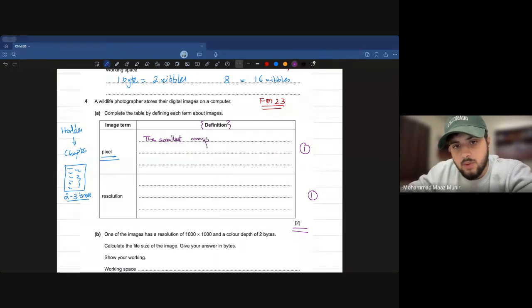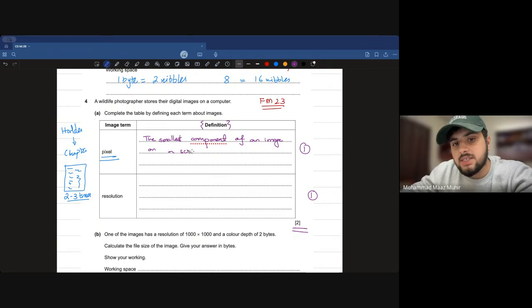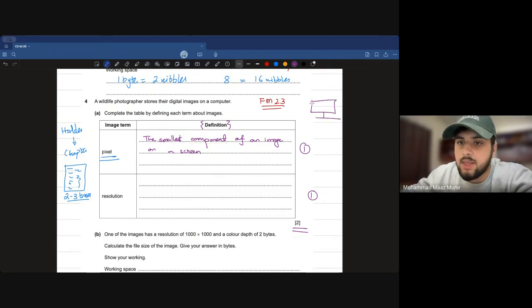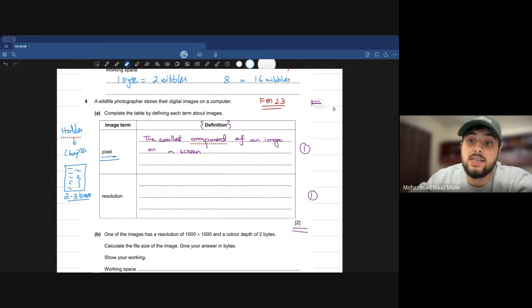of an image on a screen. Remember when we were discussing those color figures, and I said you have this big screen, and you can divide it into small boxes, and each box has a different color. The smallest box, which could not be further divided, for which I gave you the example of an atom, is known as a pixel.